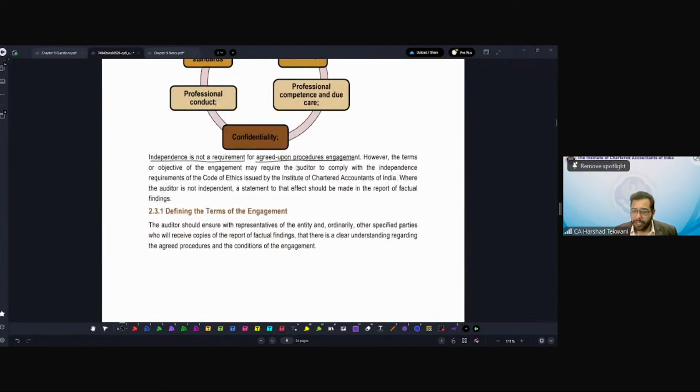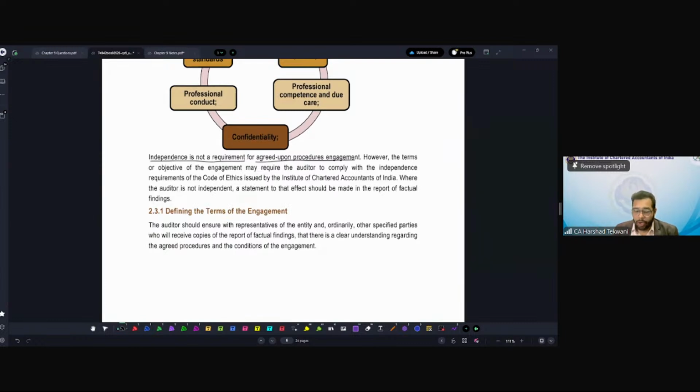Now the question is, can we use SA 300 for the planning? See, you can use the concepts which are enumerated in SA 300. No doubt, you can definitely use those concepts. But in no sense should that be your assurance engagement.